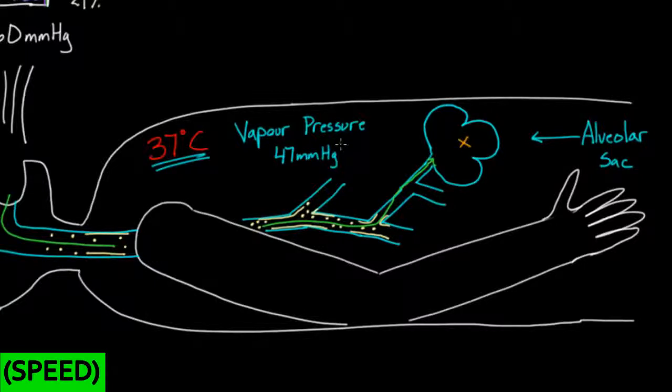And it turns out that the number of molecules that leave are going to generate a pressure that is 47 millimeters of mercury. And this is pretty standard. This is known off of a table.